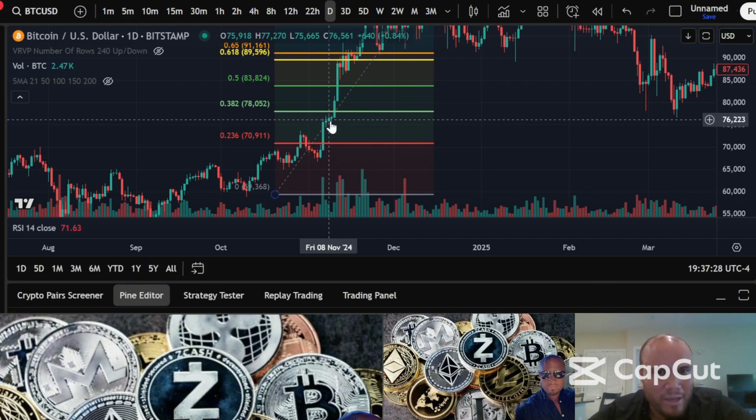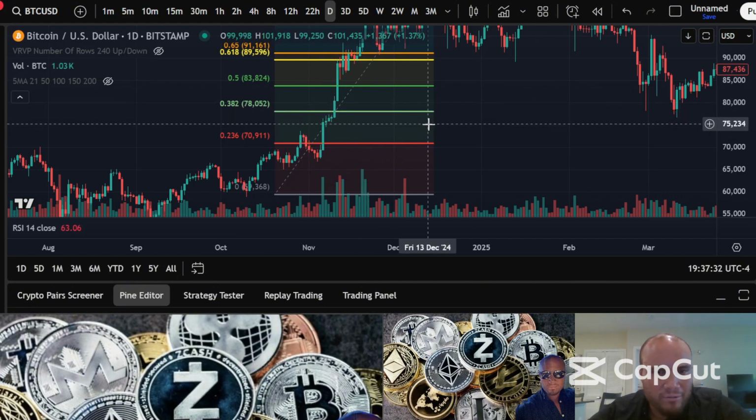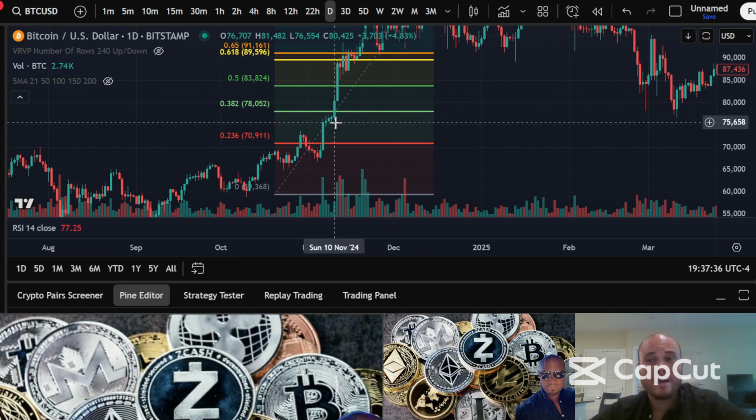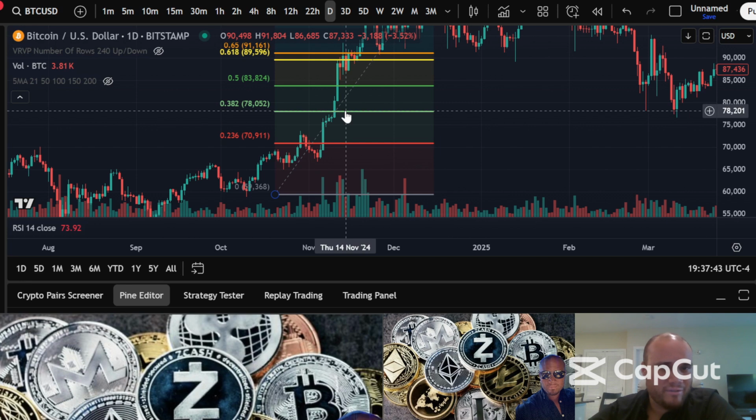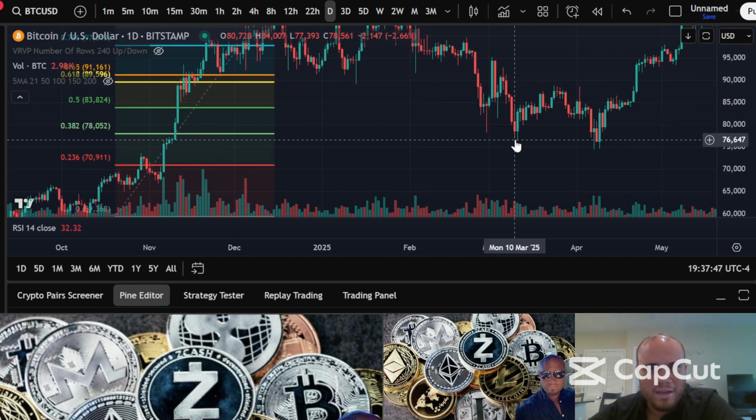That's probably going to be an area of support, which is right next to this 0.382 level here. Okay, so you can just game plan that if you're trying to enter a long on Bitcoin, you could try to buy some at $76,000 to $78,000. And that's what some of these traders did back here in March.